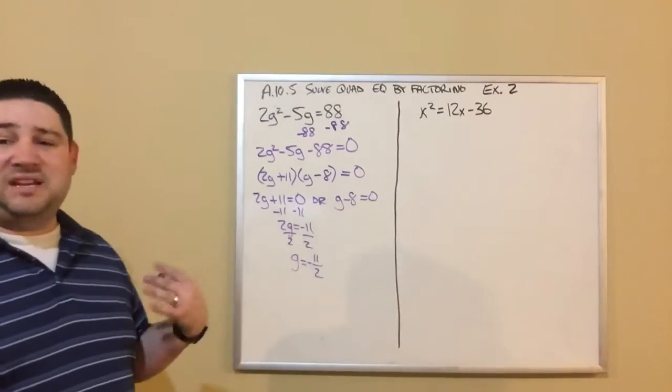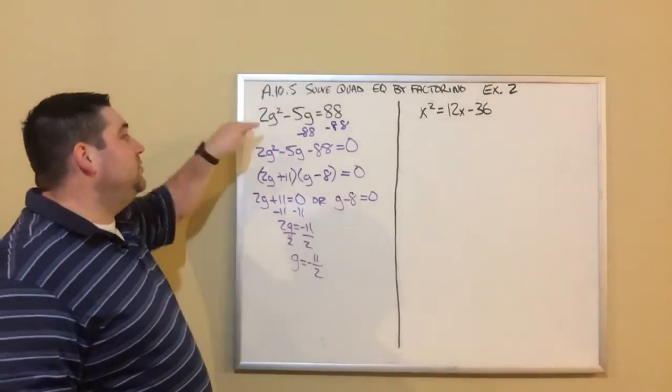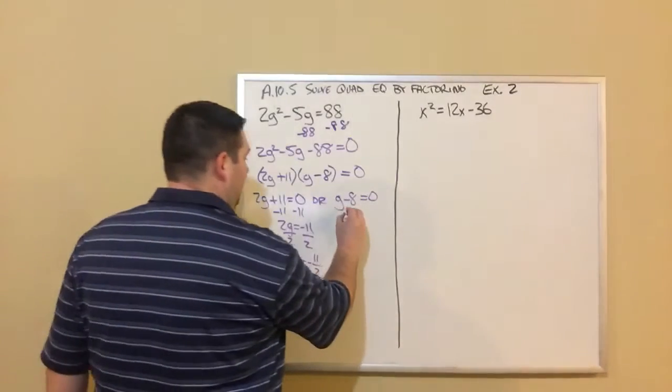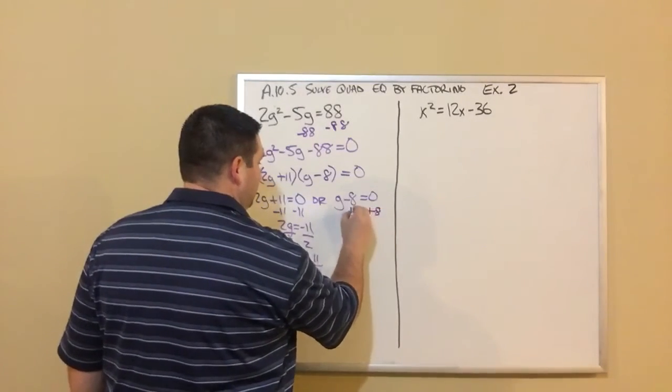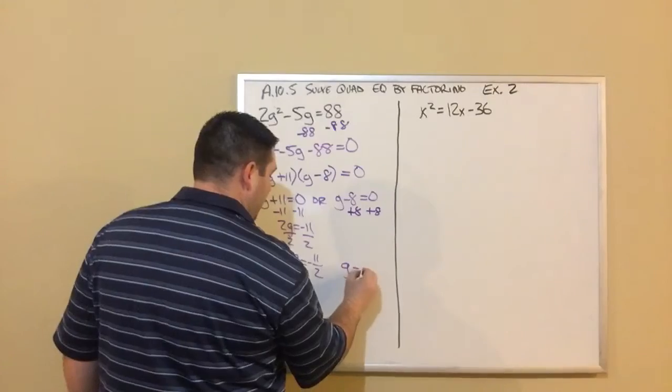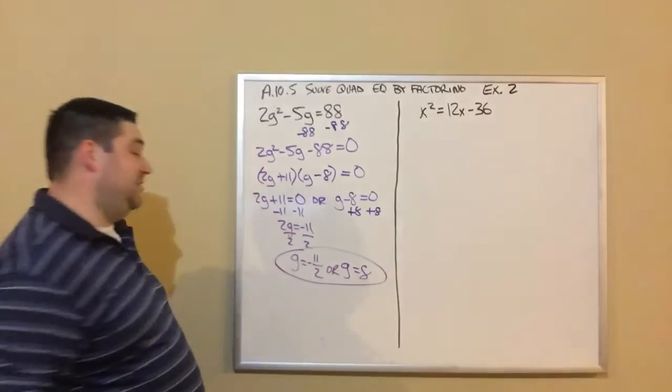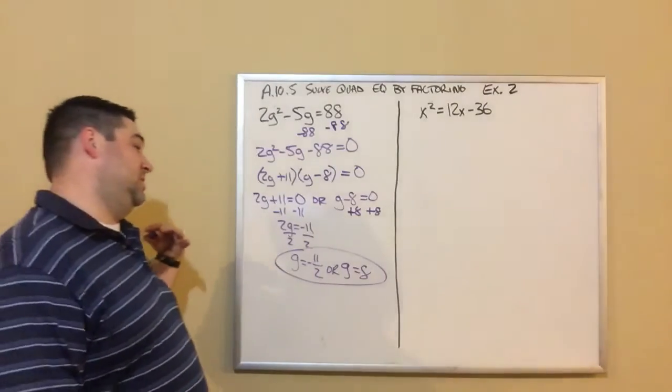The only time we are going to use decimals when we're solving any of these equations is if you had a decimal in the original problem. But since we didn't, we're going to leave it as a fraction. Over here, we're just adding 8 to both sides. And we get g equals 8. So our answer is g equals negative 11 halves, or g equals 8.